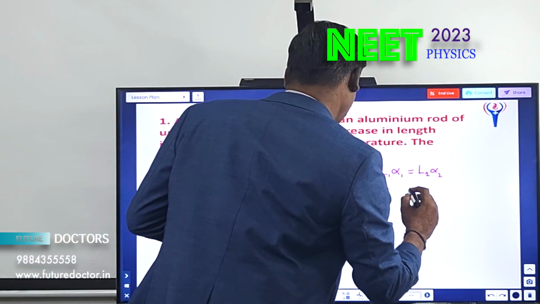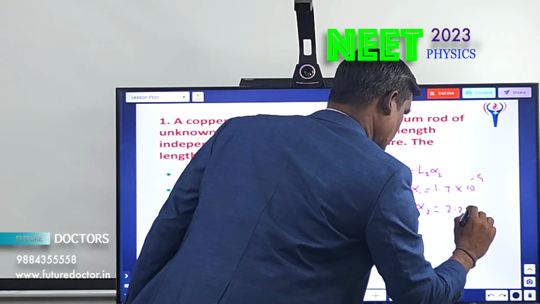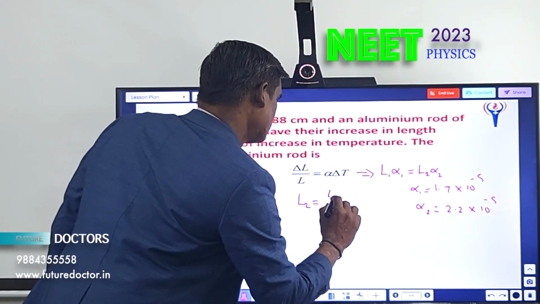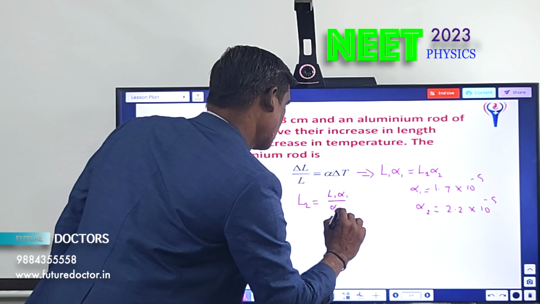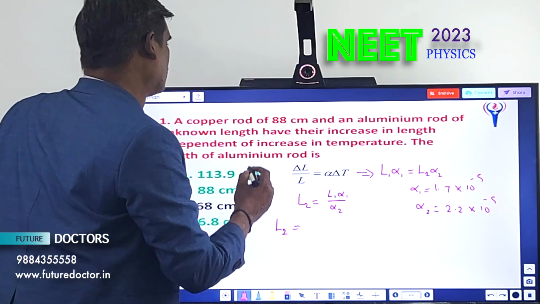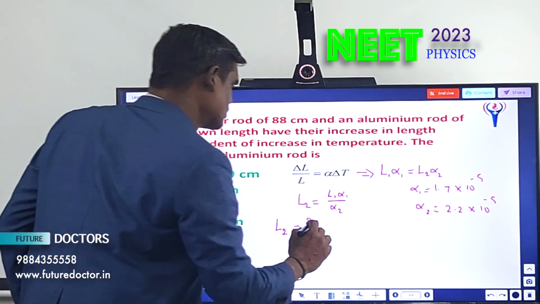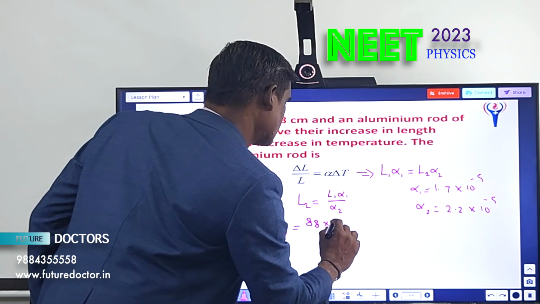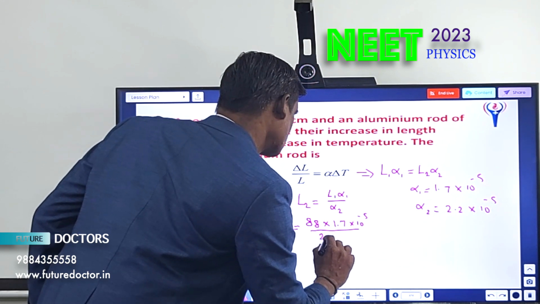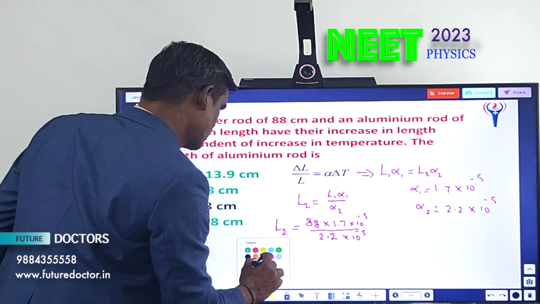Alpha 1 is 1.7 into 10 power minus 5, and alpha 2 equals 2.2 into 10 power minus 5. Substitute this here: L2 equals L1 alpha 1 by alpha 2. What's the value of L1? 88 centimeter. No need to convert into meter because the options are also given in centimeter. So 88 into 1.7 into 10 power minus 5 divided by 2.2 into 10 power minus 5. The 10 power minus 5 cancels.